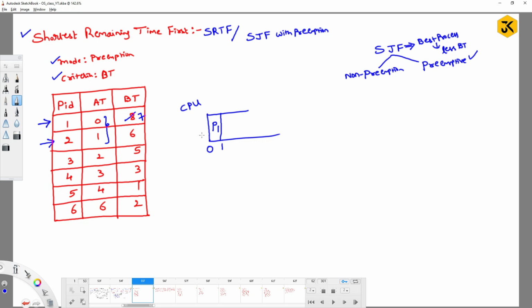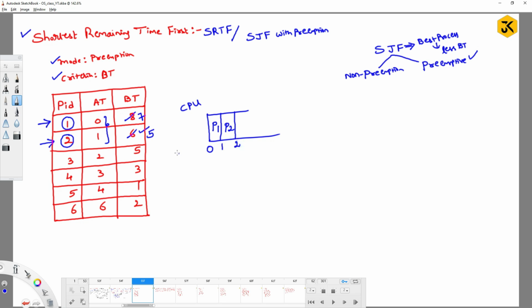Now by the time of 1 unit, there will be two processes available. One is P1, another one is P2. Out of these two processes, which one will get the first chance? The process which has the lesser burst time, that is P2, right? So P2 will enter the CPU by throwing P1 outside. P1 was executed for one unit, so its leftover burst time is 5... Now the time is 2.